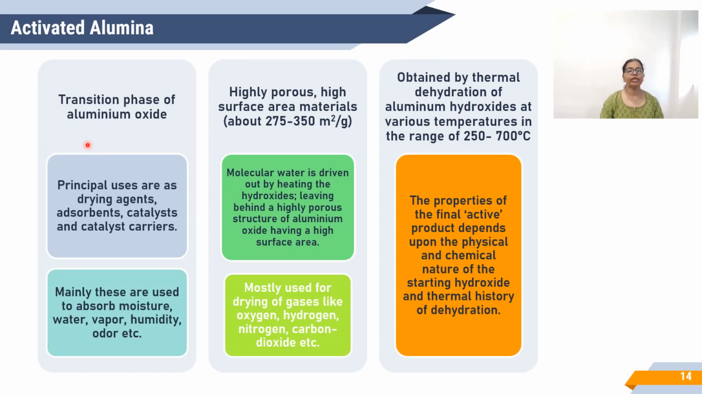Now we would be moving into a different category of activated alumina. As I said, 60% of non-metallurgical grade alumina, of which about 40% is ATH and 20% is activated alumina, is formed by a transition phase of aluminium oxide. It is produced by heating aluminium hydroxide to a temperature of about 250 to 700 degrees centigrade, and it is also called thermal dehydration of aluminium hydroxides, and it can be produced in different ranges.